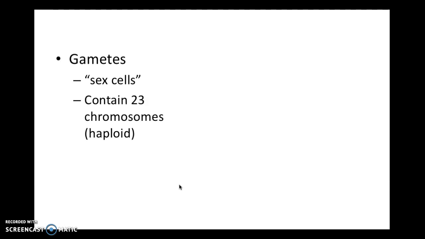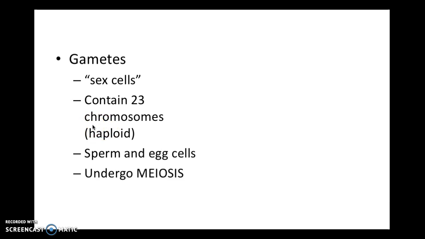So your gametes are the other cell type. They are called your sex cells. Another word for these is germ cells. They contain 23 chromosomes, which is haploid. Think about hap as half. You have half of a full set, or if you're human, half of 46 chromosomes. These are your sperm and egg cells, and they undergo meiosis.